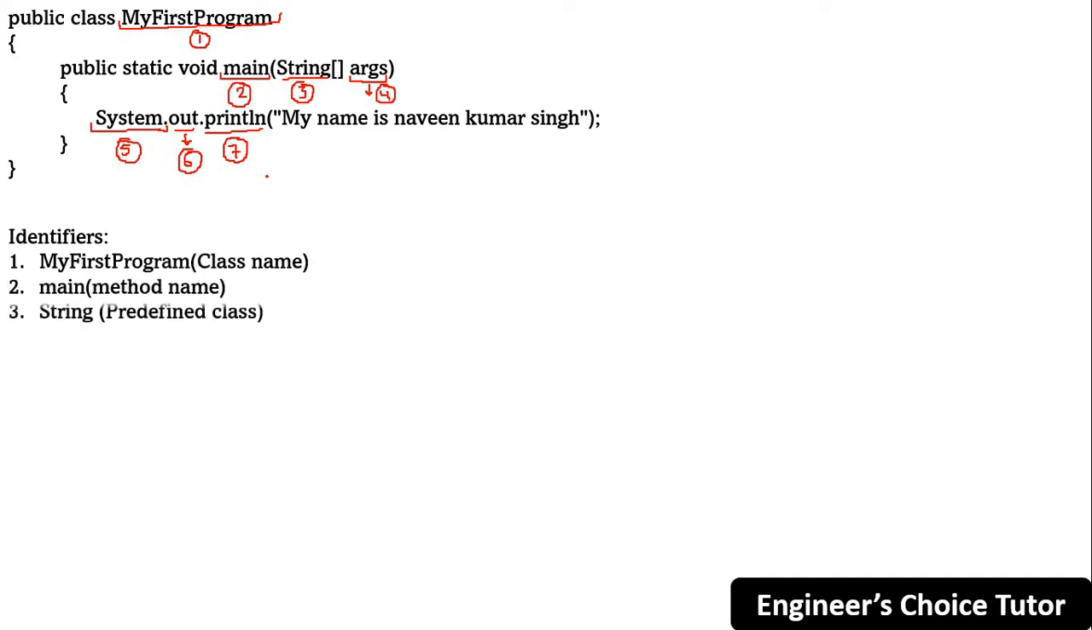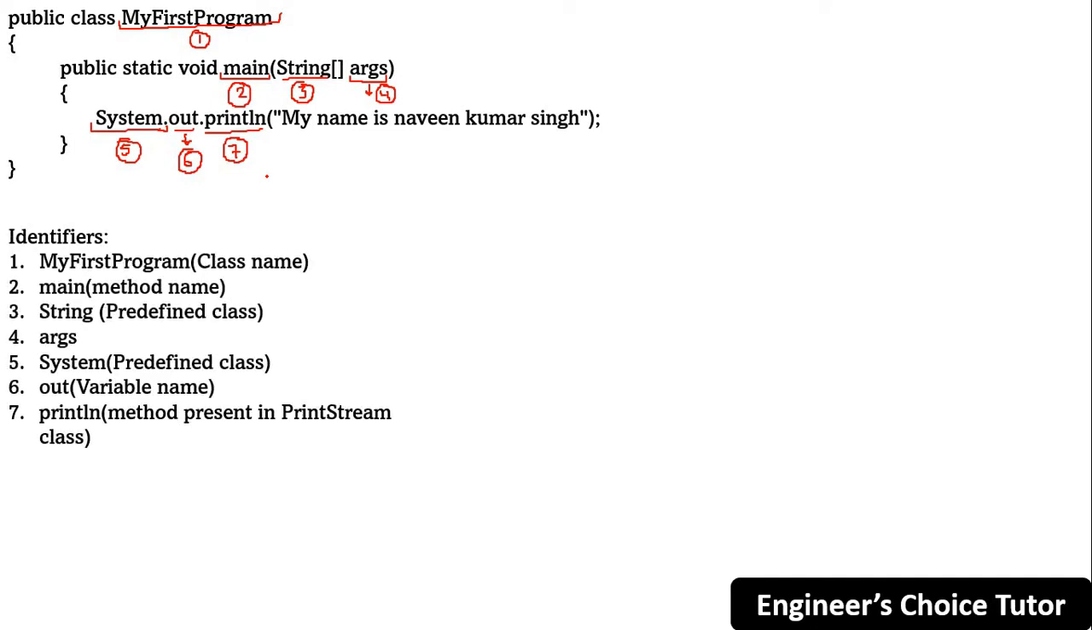Okay, total we have how many identifiers? 7 identifiers. These are the seven: MyFirstProgram is a class name, main is a method name, String is a predefined class, args is a variable name, System is a predefined class, out is a variable name, and println is a method present in the PrintStream class. Hope this much is clear. Now we have to cover one thing.